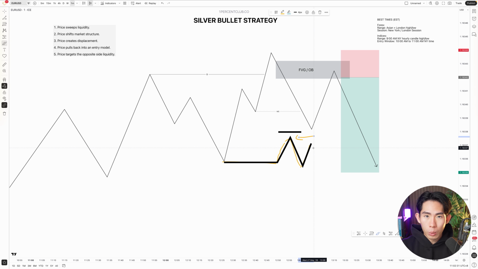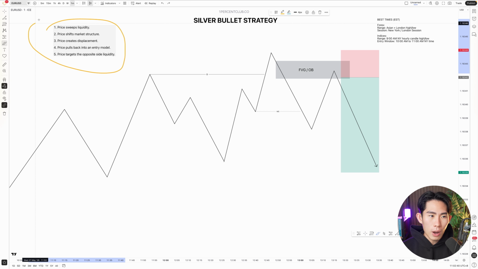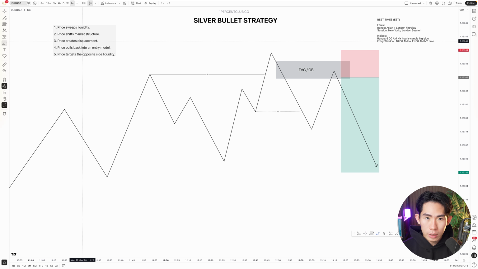Because that's the opposing liquidity. So yeah, that's pretty much the entire silver bullet strategy in a very simple format. It comprises 5 simple steps just like this. Now, before you go on to the charts and apply what we've just learned, where I show you the exact rules of the entire silver bullet strategy, I want you to understand one thing.